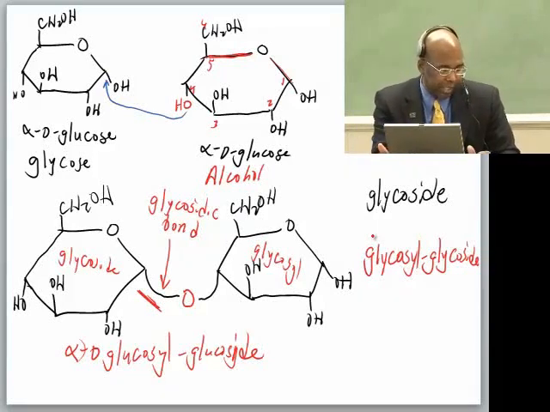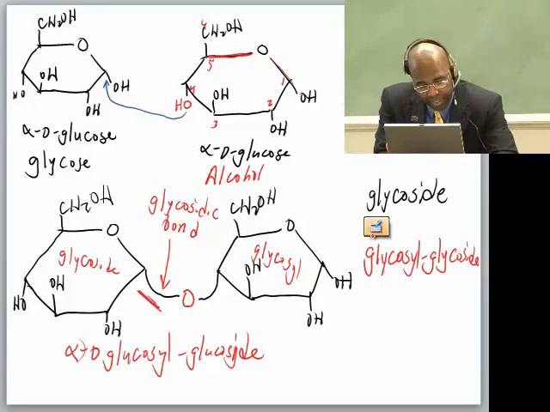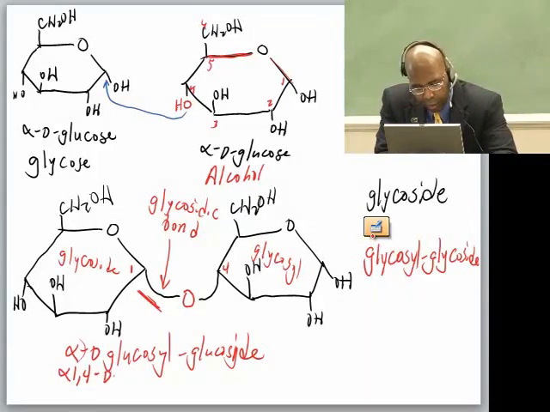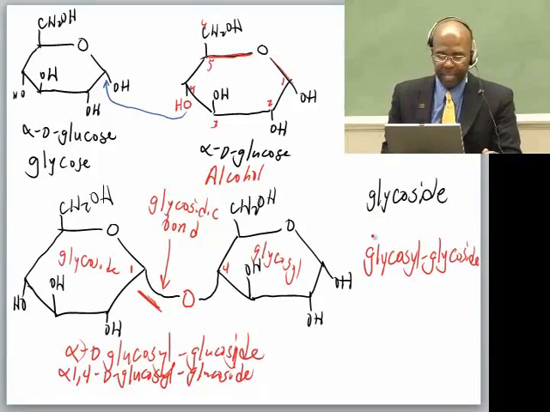And so we could name this compound alpha 1,4 because the bond is between 1 and 4, alpha 1,4 D-glucosyl glucoside. Okay? That's the specific name. That is a specific name for this.